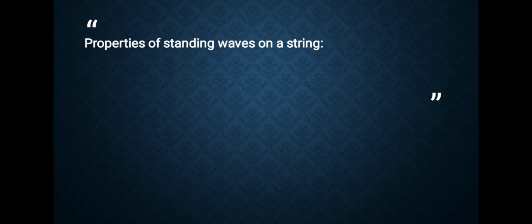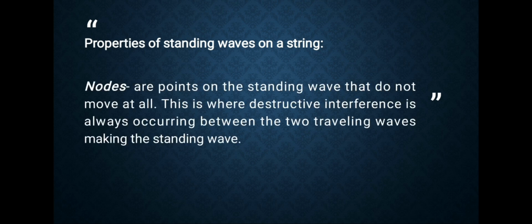Properties of standing waves on a string. Nodes are points of the standing wave that do not move at all. This is where destructive interference is always occurring between the two traveling waves, making the standing wave. Nodes are points that don't move because of constant destructive interference.